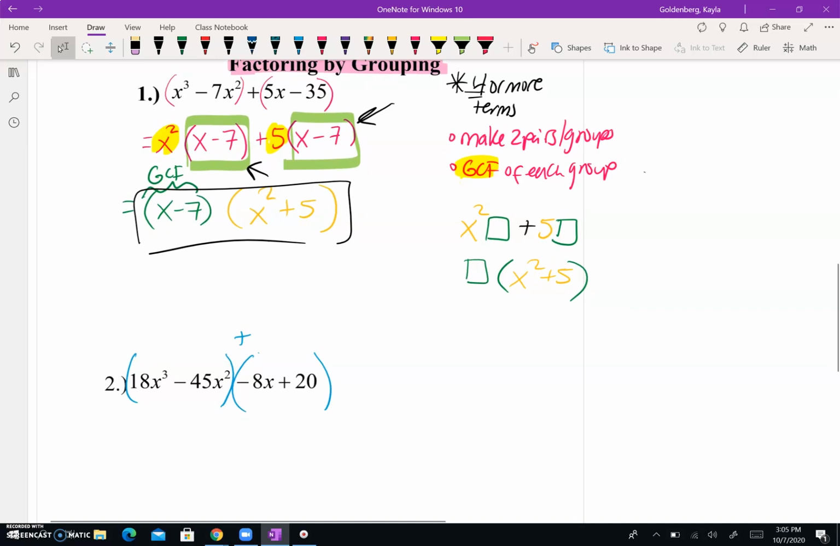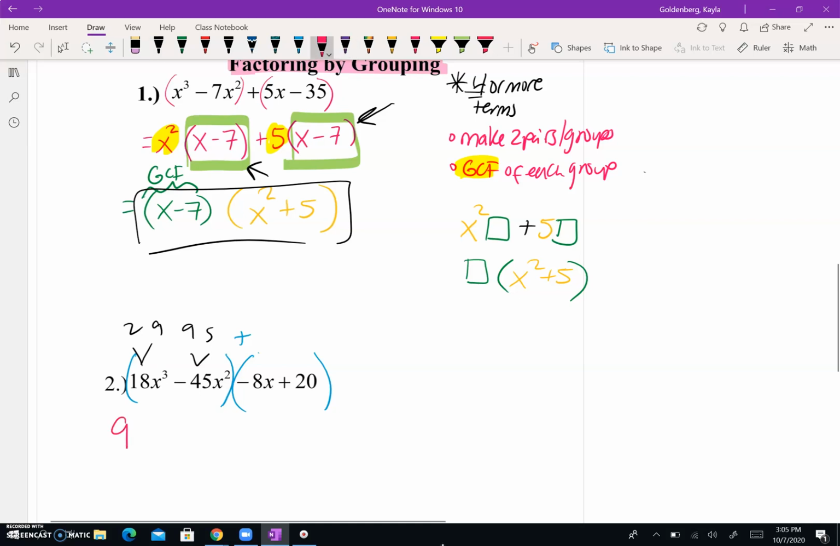And so I might say, okay, well, a GCF, let's see, I know that 18 has a lot of things that go into it. I know 45 is 9 and 5. I know that 18 is 9 and 2. So let's try and take out that 9 maybe. Let's try and take that out as a GCF first.